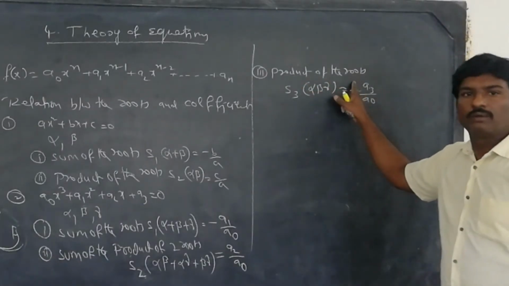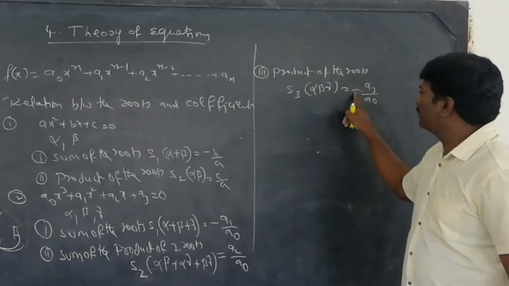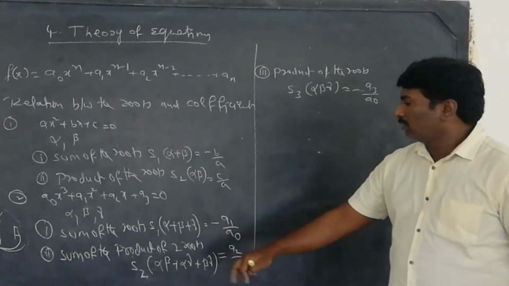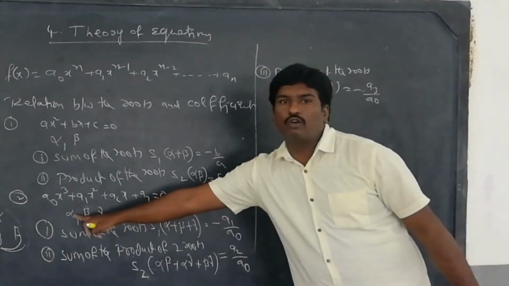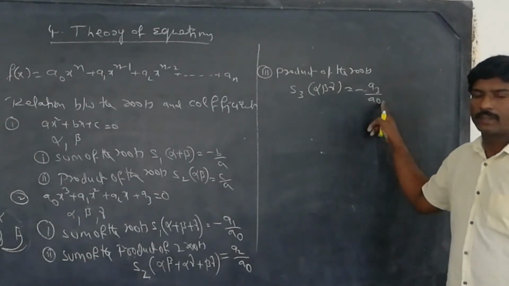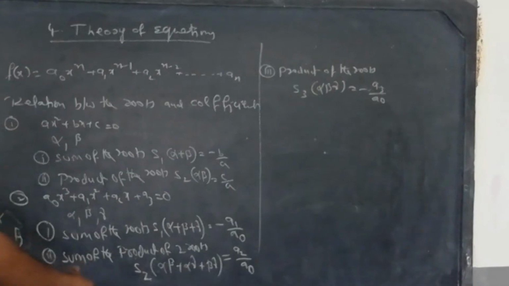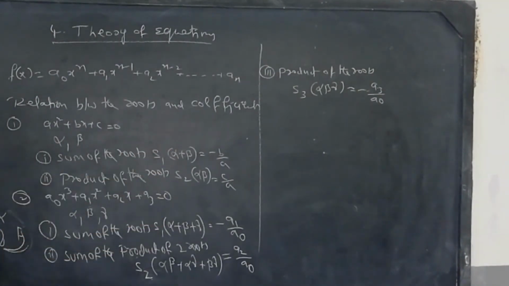Product of the roots, S3, alpha beta gamma is equal to minus constant by leading quotient. Constant is a3, so a3 by leading quotient, that is a0, right? So these are the conditions for a cubic equation.